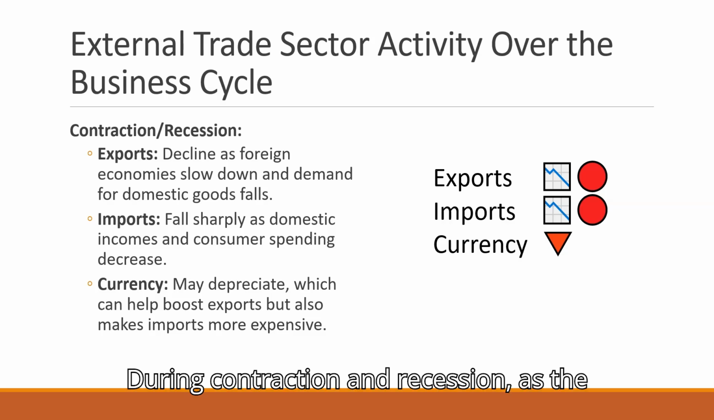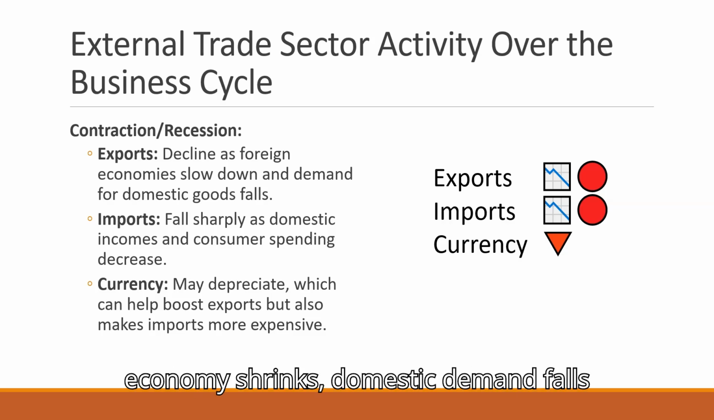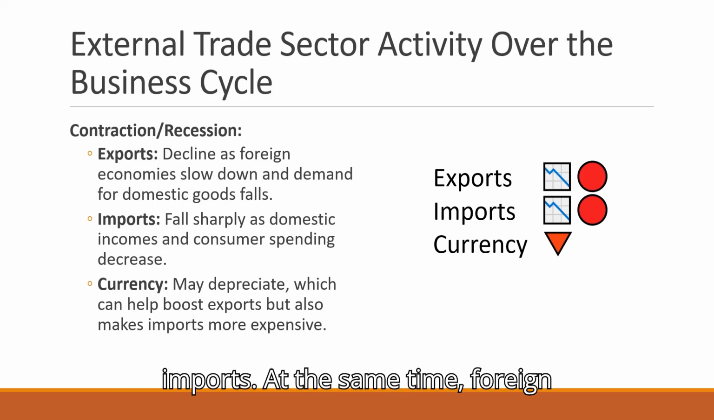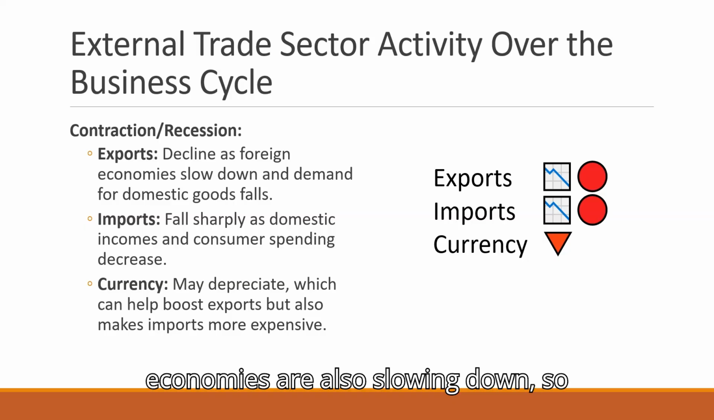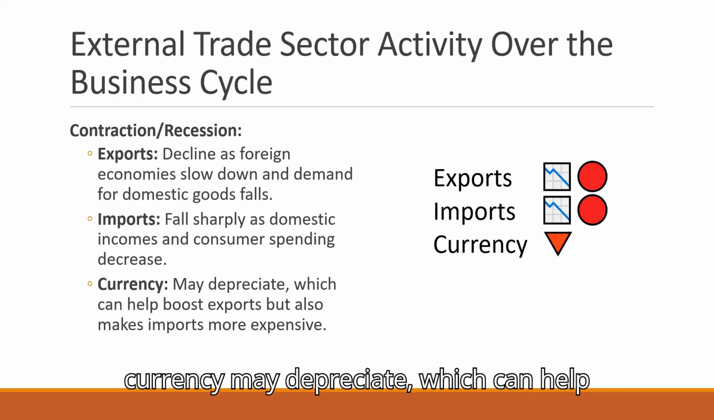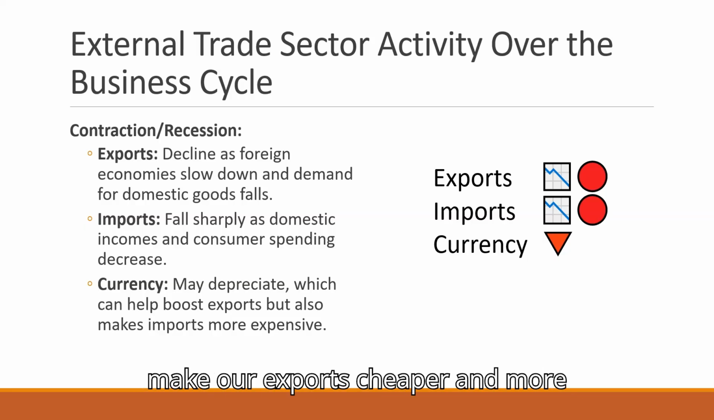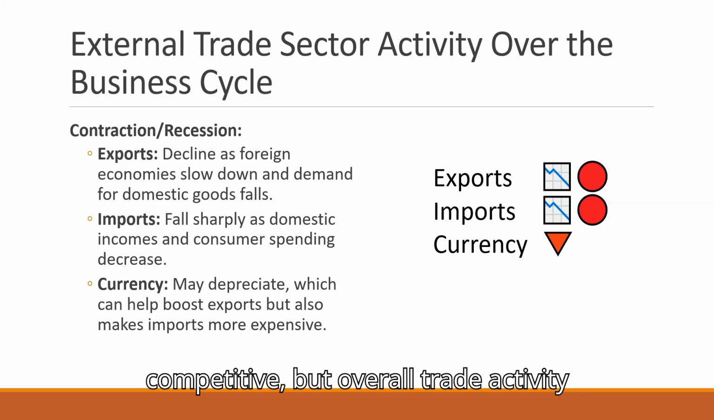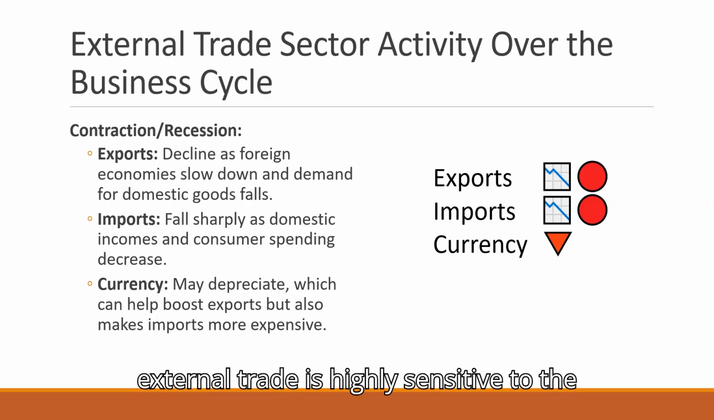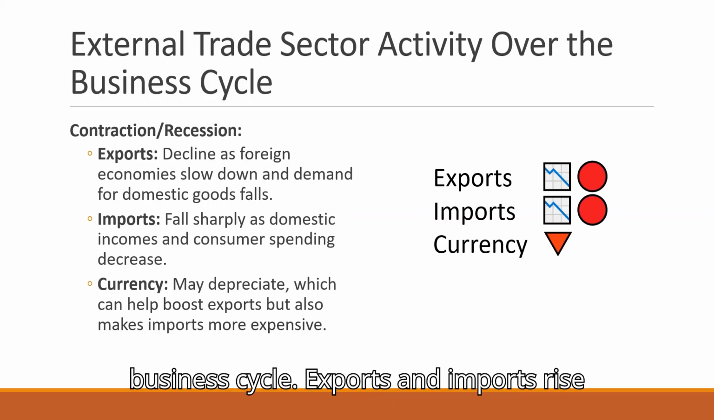During contraction and recession, as the economy shrinks, domestic demand falls sharply, leading to a significant drop in imports. At the same time, foreign economies are also slowing down, so demand for our exports declines. The currency may depreciate, which can help make our exports cheaper and more competitive, but overall trade activity is weak during this phase. In summary, external trade is highly sensitive to the business cycle.